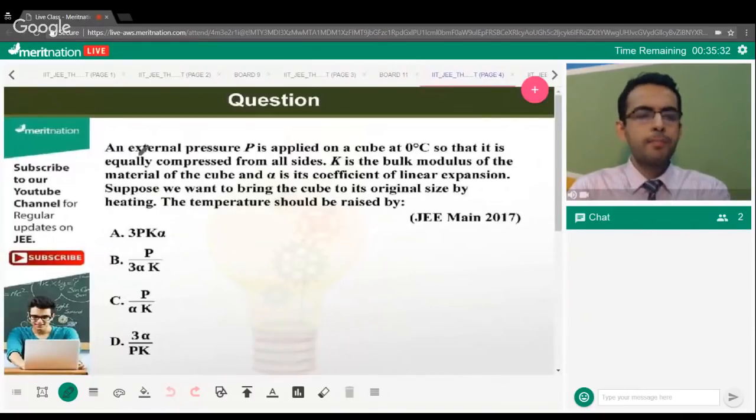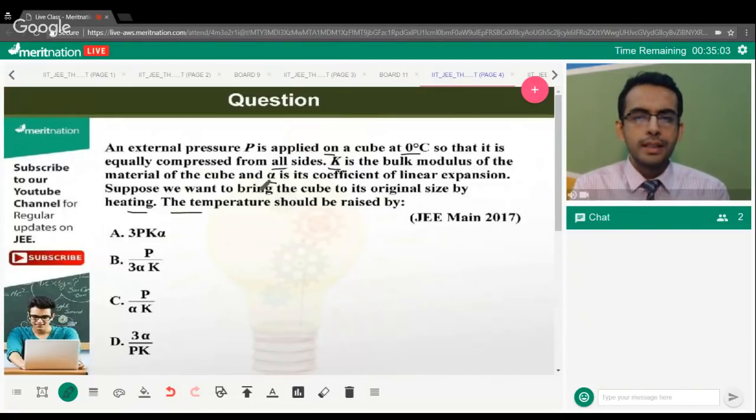An external pressure P is applied on a cube at 0 degrees Celsius so that it is equally compressed from all sides. K is the bulk modulus of the material of the cube and alpha is its coefficient of linear expansion. Suppose we want to bring the cube to its original size by heating, the temperature should be raised by.